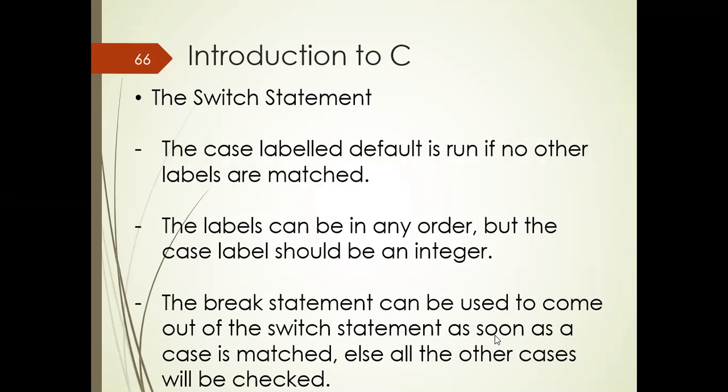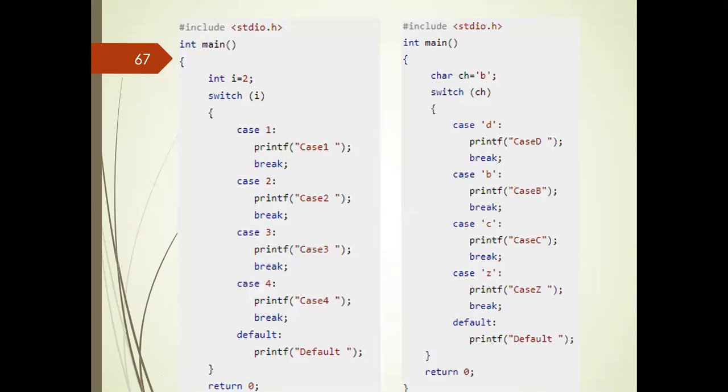It becomes clearer when we look at one example. So let's look at this example, and then we'll come back to the slide. The program starts here by defining a variable i of integer type, and we're assigning it 2. Let's see how this works now.